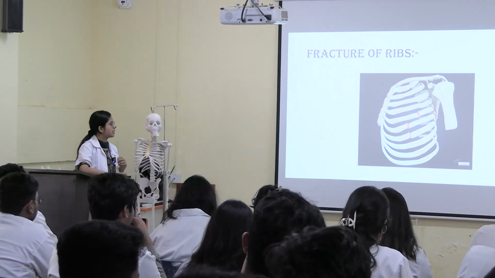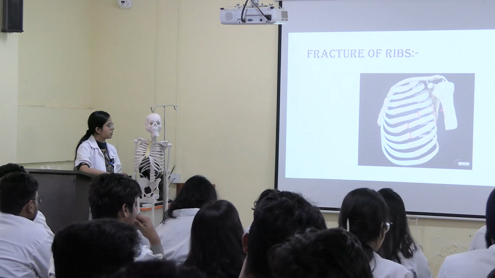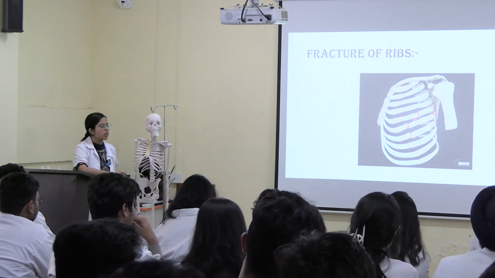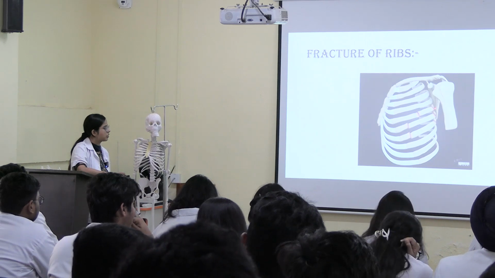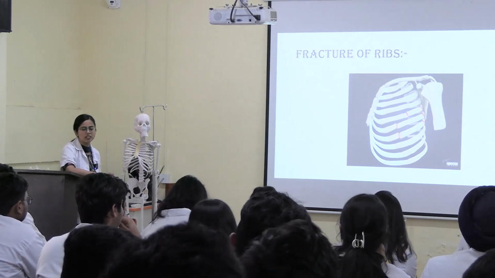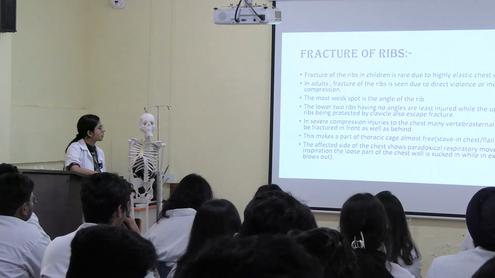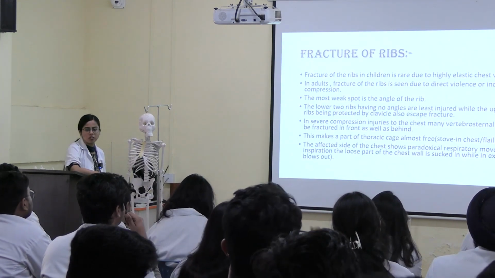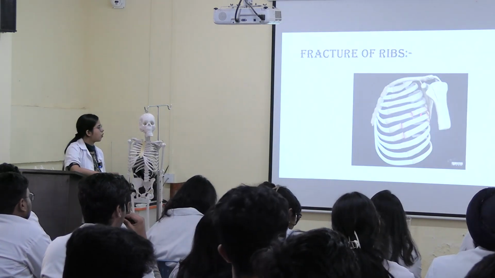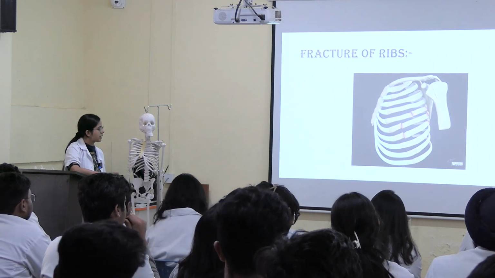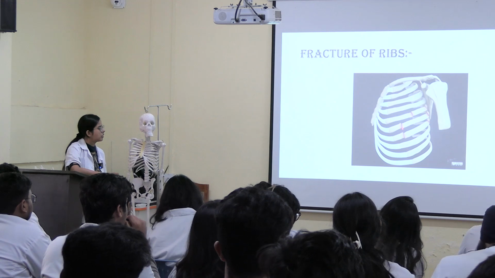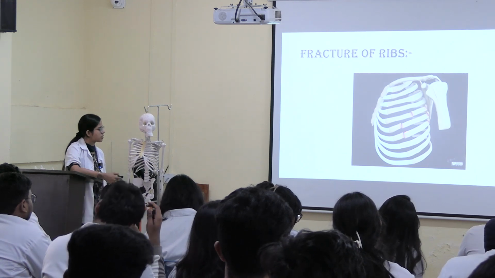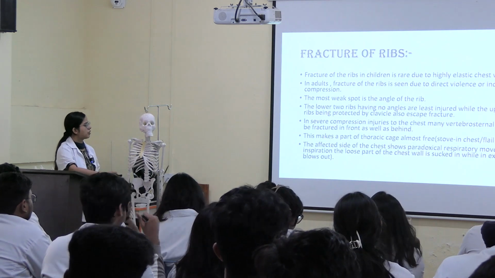Here you can see this fracture of ribs. When two or more consecutive ribs get fractured at two or more sides, it is known as flail chest. You can see two or more consecutive ribs getting fractured at two or more sides, so it is called flail chest.